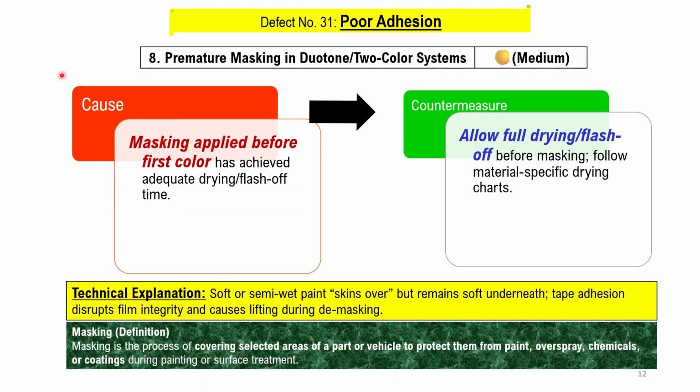What could be the next cause? Premature masking in a two-tone, two-color system. Masking applied before the first color has achieved adequate dry and flash-off time. Soft or semi-wet paint skins over but remains soft underneath. Tape adhesion disrupts film integrity and causes lifting during demasking. Therefore, allow full dry and flash-off before masking. Follow material-specific drying charts.